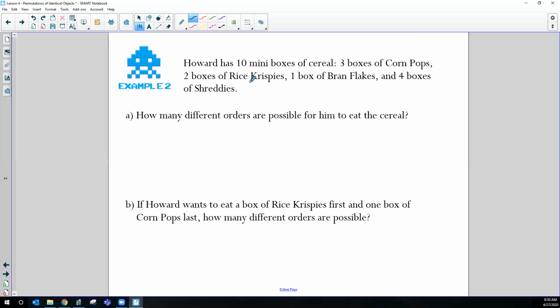Okay, moving on. Another question. Howard has 10 mini boxes of cereal, 3 corn pops, 2 Rice Krispies, 1 bran, and 4 shreddies. How many different orders are possible? Okay, so we are going to go 10 in total, divided by 3 repeating, 2 repeating, and 4 repeating. All right, and that will equal a number. And you would just have to write down what the number is.